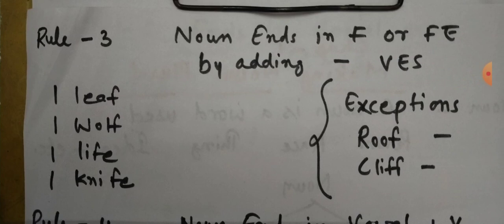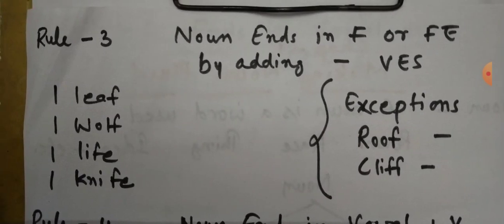Now move forward to rule number 3. It's a very important rule also. When your noun ends in f or fe. F or fe. Hope every one of you is noting down. Very good. So when there is any noun which ends with f or fe, for example, leaf, L-E-A-F, leaf, wolf, W-O-L-F, wolf, or F-E, for example, life, L-I-F-E, life, knife, K-N-I-F-E, knife.